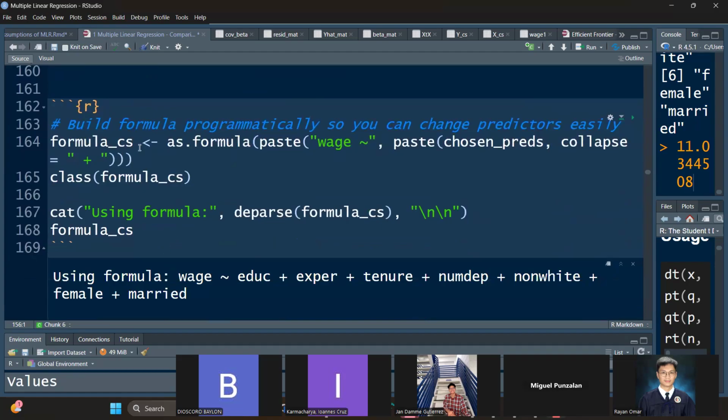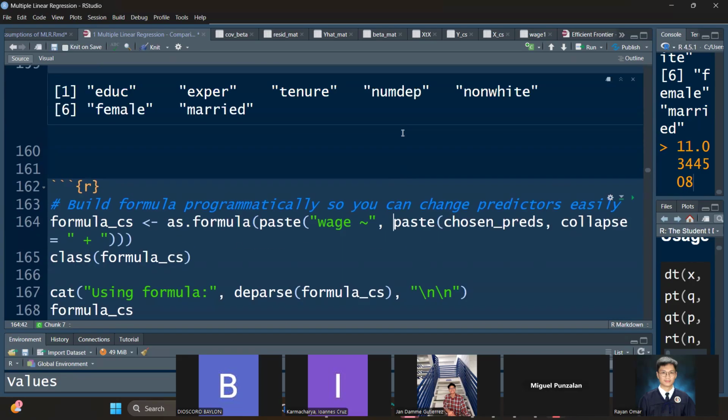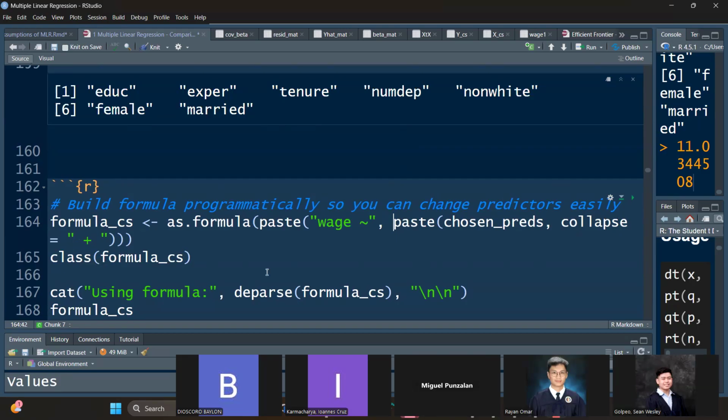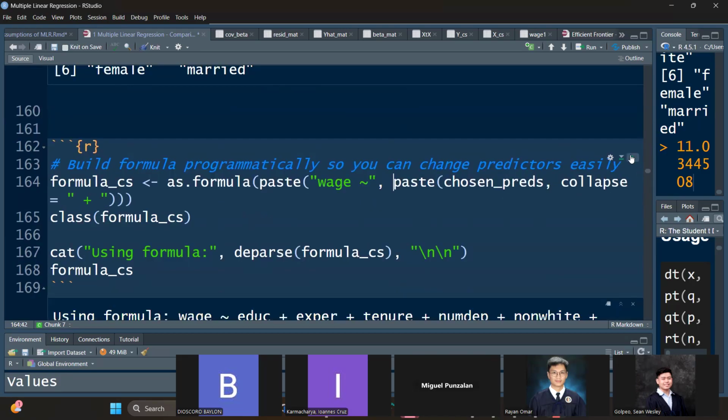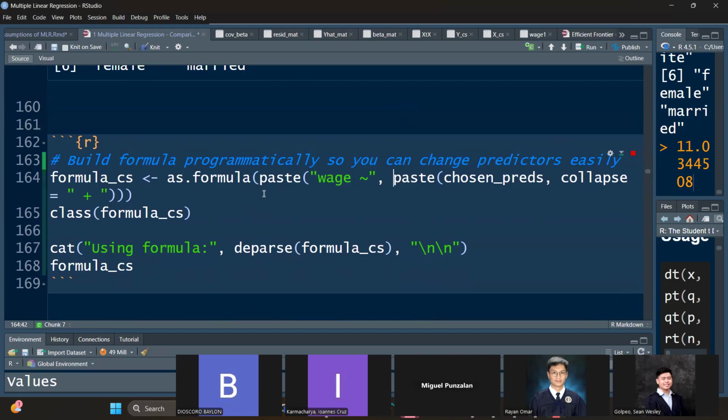So next, what we did was to create this object, formula, for our cross-sectional data. As that formula, we paste this text, wage tilde. This symbol, the tilde, we use for regression. Then we paste the chosen predictors and collapse with plus, which means the chosen predictors are joined here: education, experience. If we did not put collapse, it would just type all this text with no plus sign, but we need the plus sign. So if we run this whole code chunk, here we go.